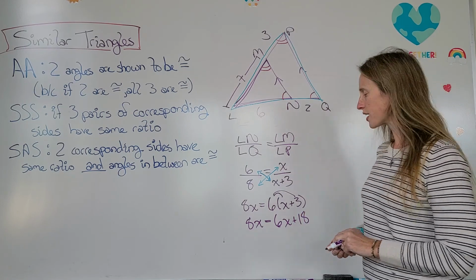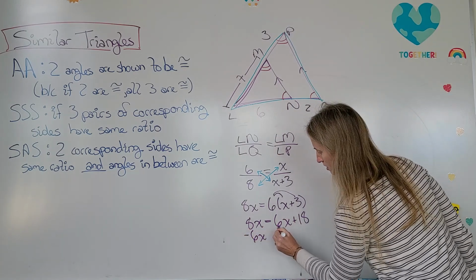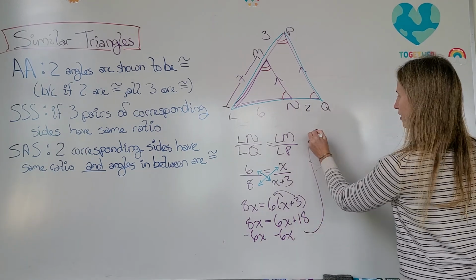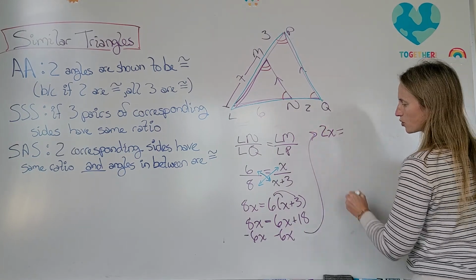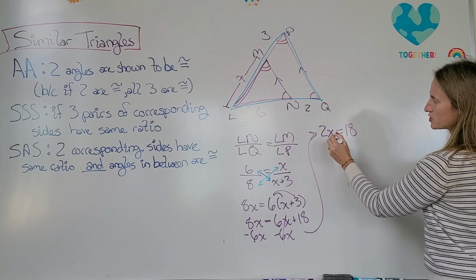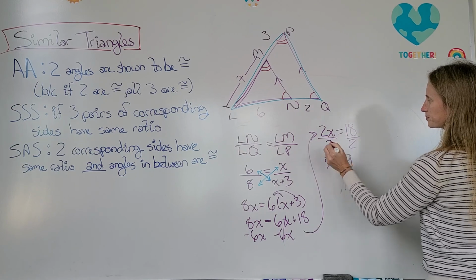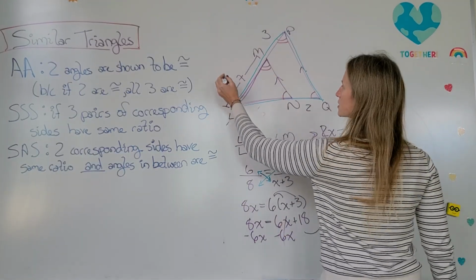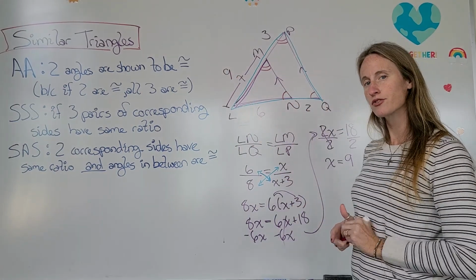Now I just need to solve for x. I'm going to subtract 6x from both sides. So I have 8x minus 6x is 2x equals, those cancel, 18. Divide both sides by 2, x equals 9. So if our question asked us what LM was, that would be 9. If it asked us LP, then we would just add those two numbers together for 12.